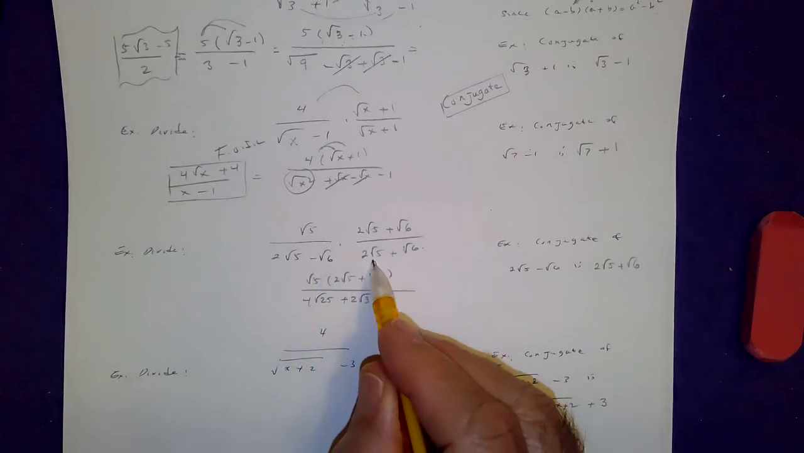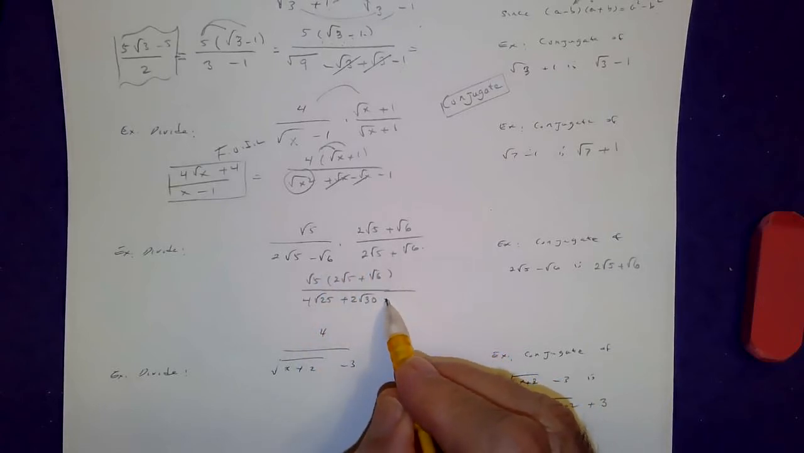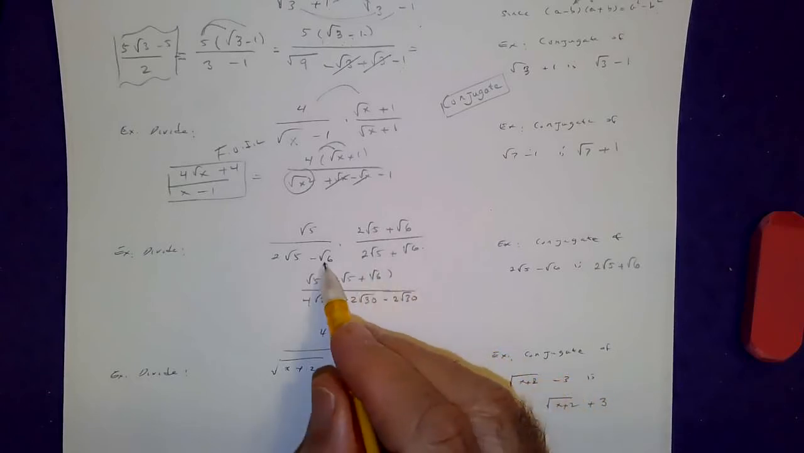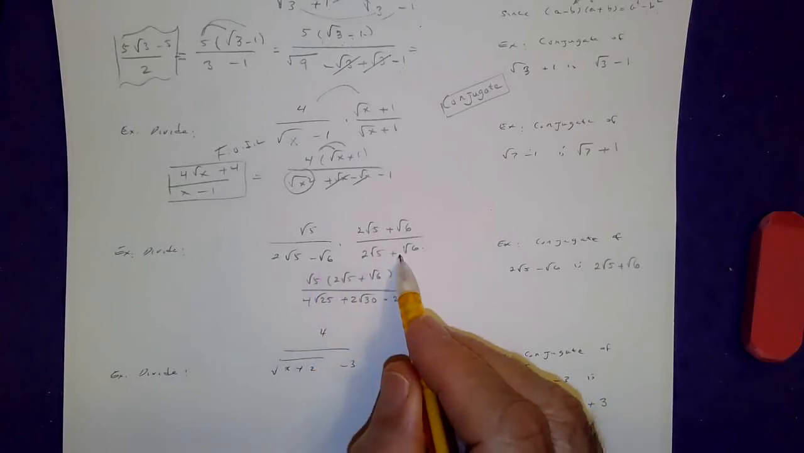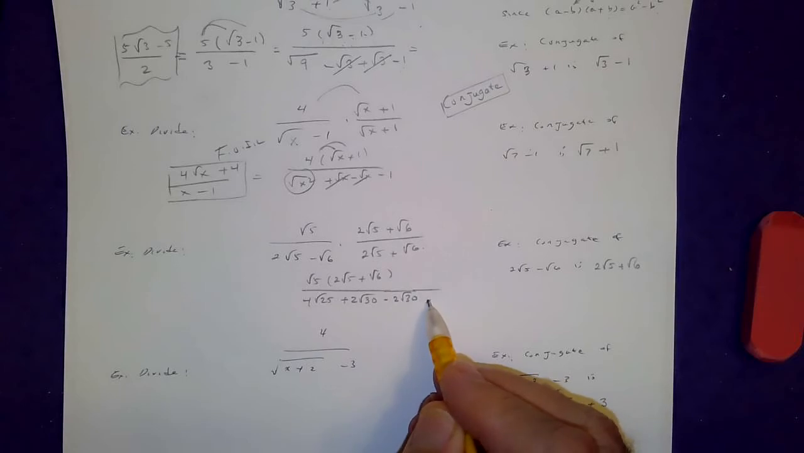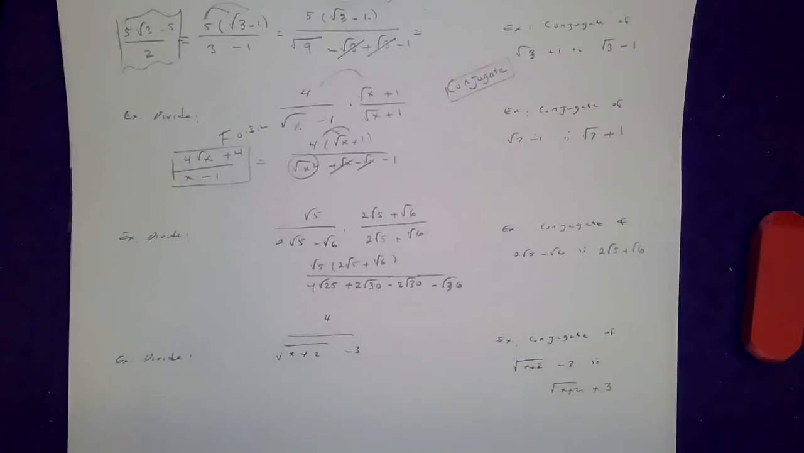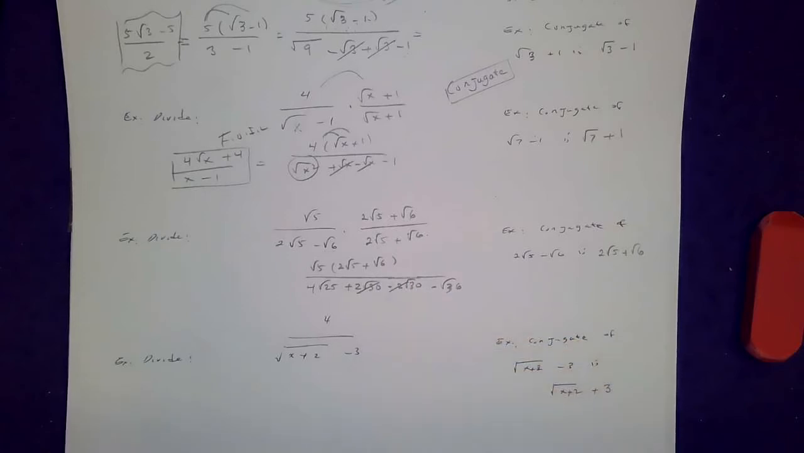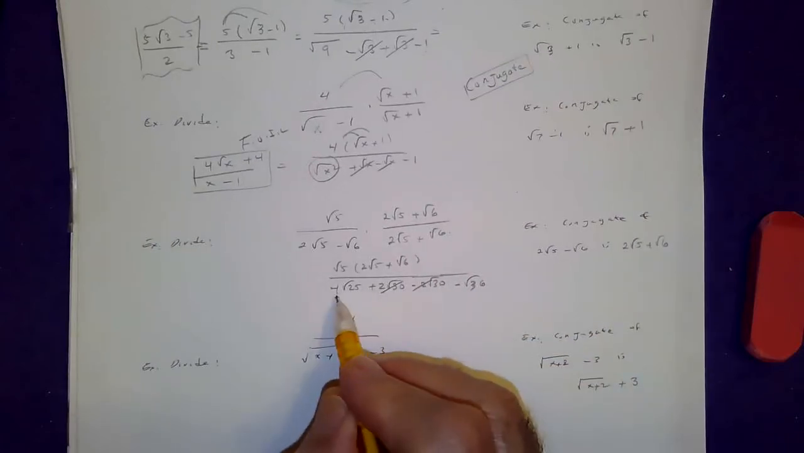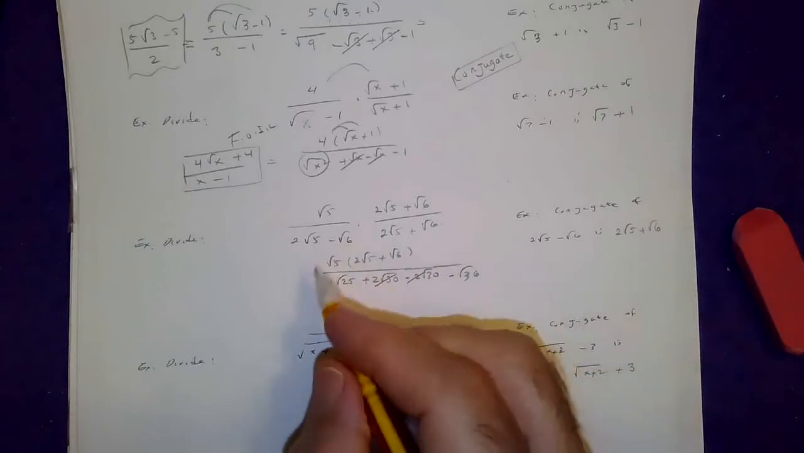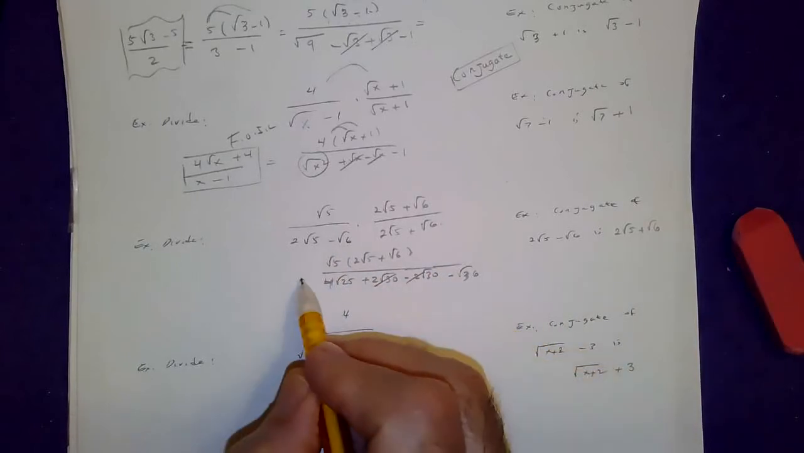Negative square root of 6 times 2 square root of 5 is negative 2 square root of 30. Negative square root of 6 times positive square root of 6 is negative square root of 36. These guys, as usual, should cancel each other out. And at the end of the day, you should have no radical in the denominator.